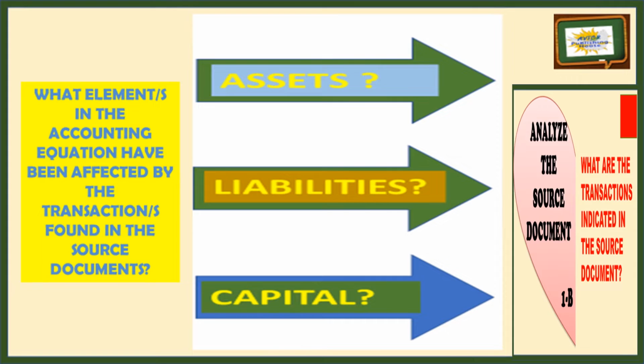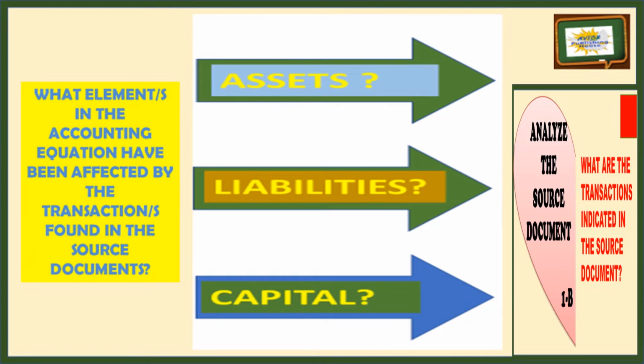So, in analyzing the source document, you have to find out what the transaction is. Then, once you have found out the transaction, you will analyze whether that transaction has affected assets, liabilities, and capital. If so, you will proceed to determine what account titles you are going to use to record that transaction. So you cannot say debit asset and credit liabilities, debit asset credit capital. No.